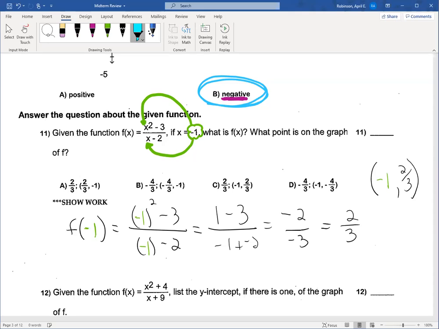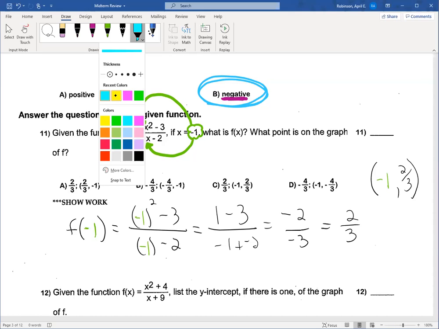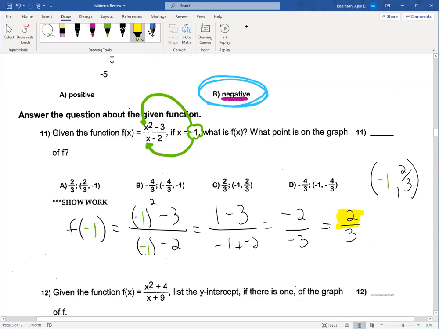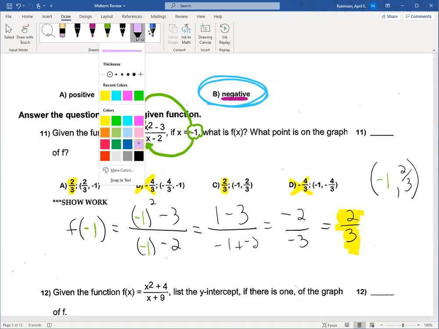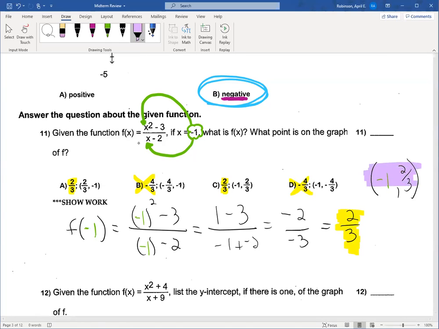So I am looking for the point that has this as f of x. Well, this one has that, and this one has that. That one's out, and that one's out. And then I want this ordered pair, negative 1, 2/3, it's this one right here. So my answer is C.